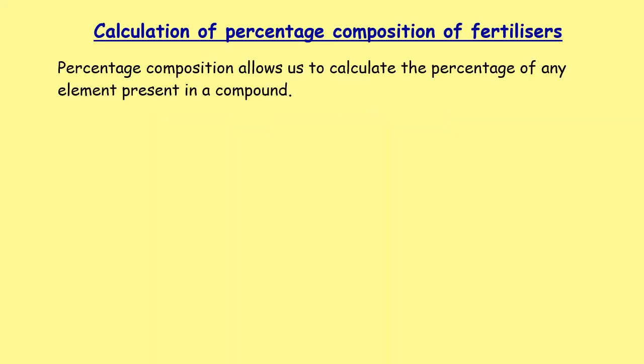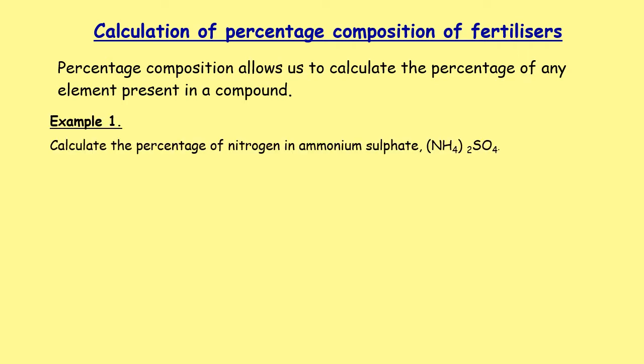Now, percentage composition is a way of allowing us to calculate the percentage of an element present in a compound. For fertilizers, what we would be looking to calculate is the percentage of nitrogen, the percentage of phosphorus, or the percentage of potassium in a fertilizer. So we're going to do 3 examples.